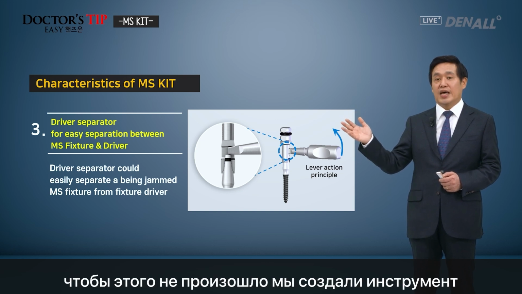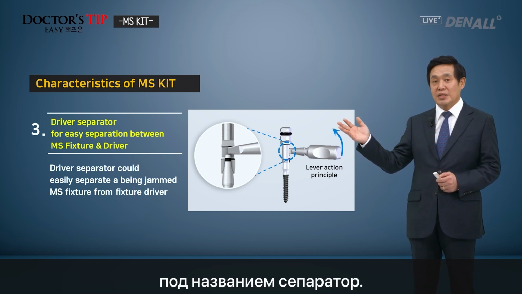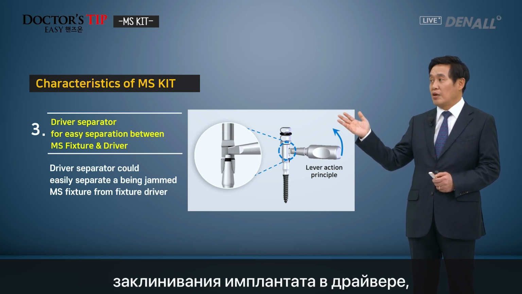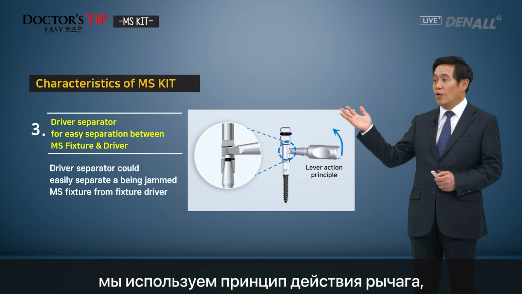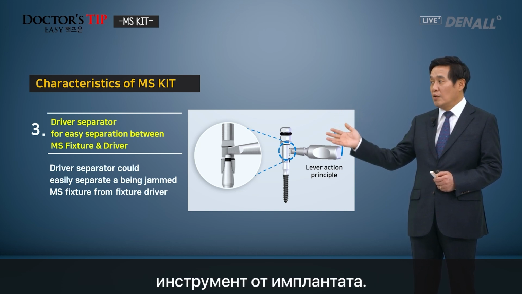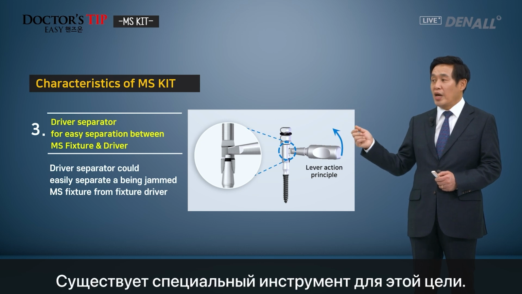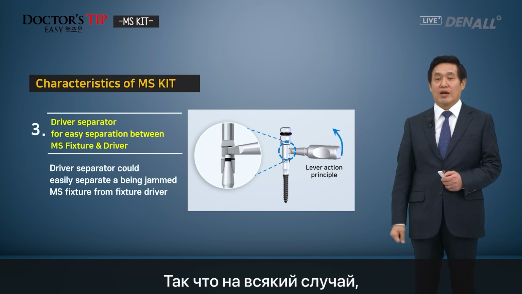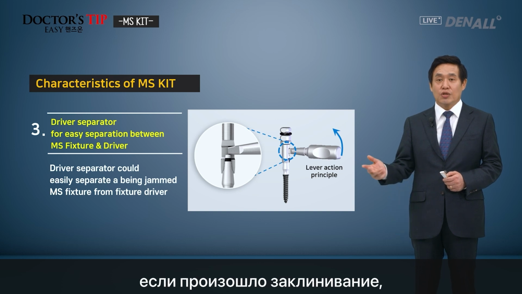And if you have jamming, then if you try to take it out with force, the fixture can lose its initial stability. To prevent that from happening, we created an appliance called a separator, so that if you have a jam between the fixture and fixture driver, with the lever action principle, you can easily separate the two. So it's a special tool for that purpose. So just in case you have jamming, you can still use this safely.